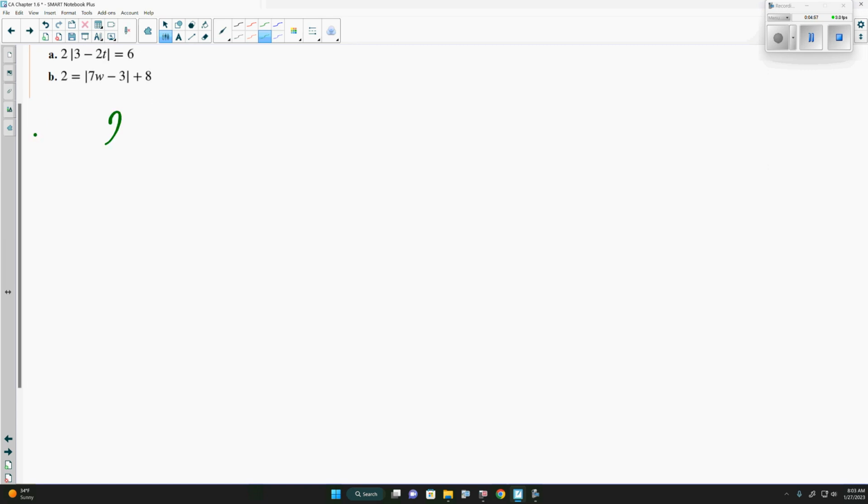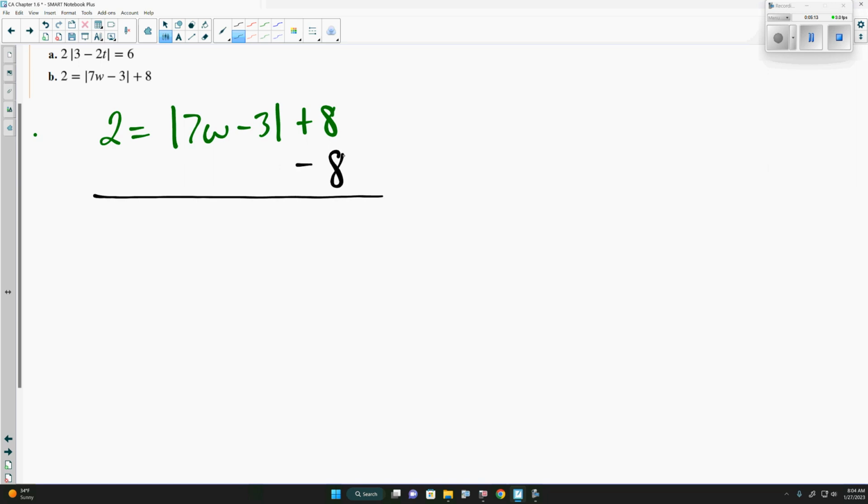Now let's look at the other one. Again, whenever we solve these absolute values, we need the absolute value by itself first. That's the first thing we need. So we can minus 8 from both sides, which will tell us that the absolute value of 7w minus 3 is equal to negative 6.